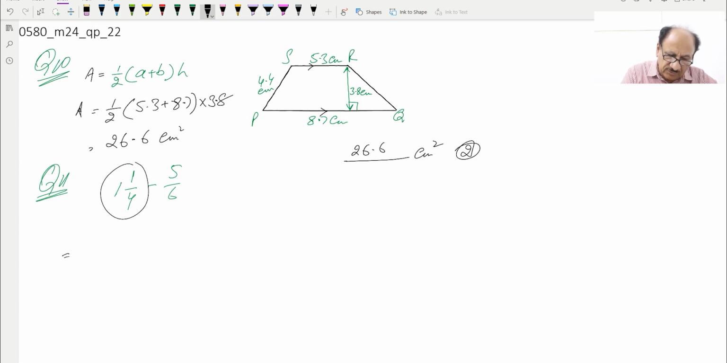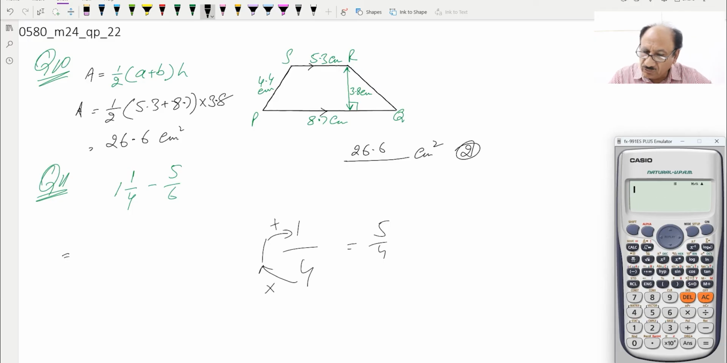We can first change this mixed fraction into an improper fraction, and you know how to change a mixed fraction into an improper fraction. One way is you can multiply 4 with 1, for 1 1/4. So multiply this with this and then add this. So 4 ones are 4, plus 1 will be 5/4. So this will be 5/4.